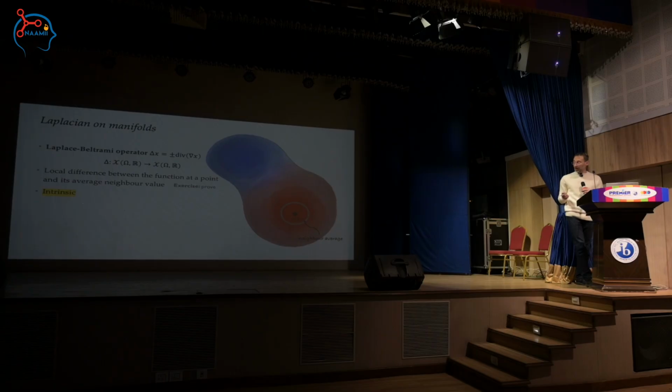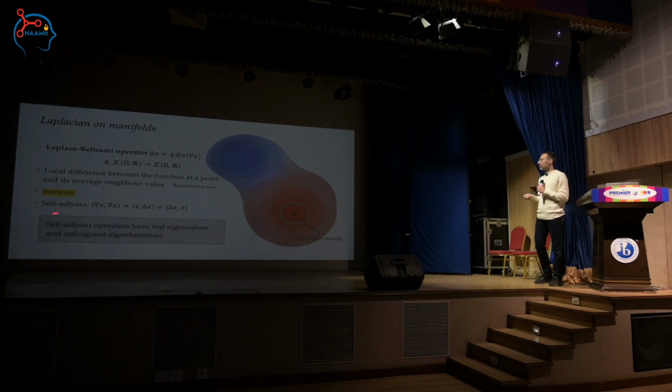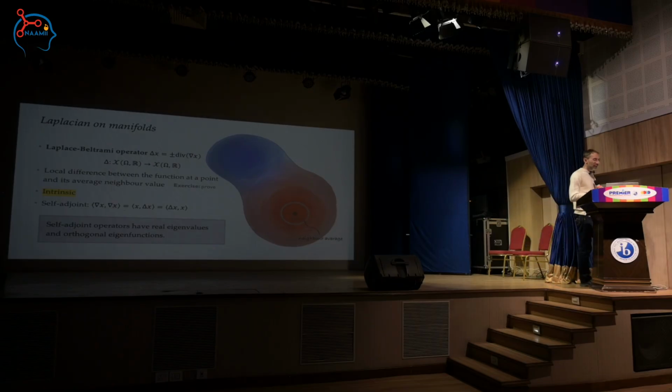Okay. What is important is that it's intrinsic, meaning that it's totally defined through the Riemannian metric of the manifold. It is self-adjoint, which is a fancy way of saying that it's symmetric if we represent it as a matrix. And we know that symmetric matrices, or self-adjoint operators, have real eigenvalues and orthogonal eigenfunctions, okay?